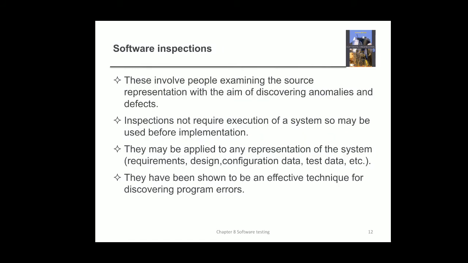Software inspections involve people examining the source representation with the aim of discovering anomalies and defects. What is the main goal of inspection processes? Here, the team is involved in discovering whether there are anomalies present in the application that is being built, or whether we have defects in the application. Inspections do not require execution of a system, so they may be used before implementation. Why can we apply inspection processes? Because it is not mandatory that the overall program should be there before we apply an inspection process. Inspection can be applied at any point during the application development process.